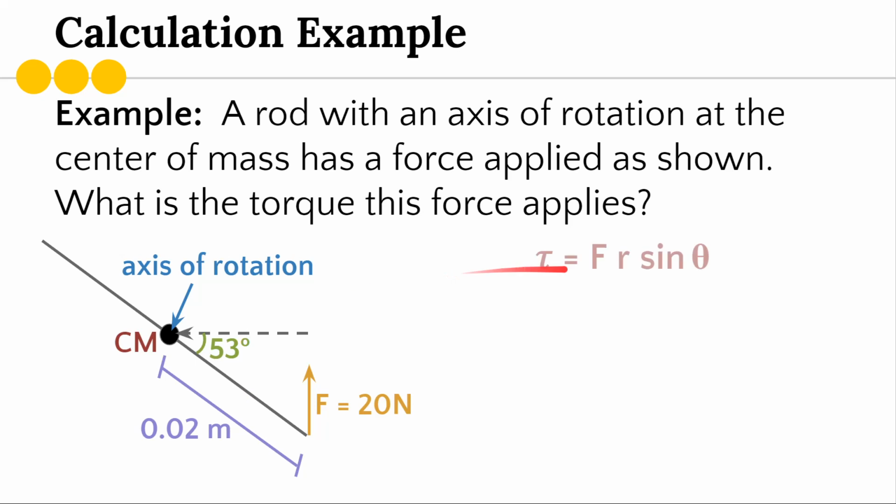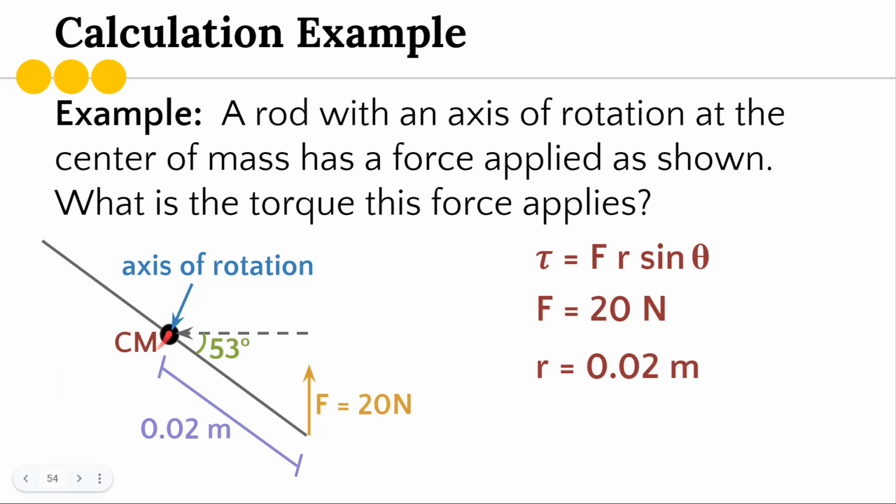And again, our equation for torque is F r sine theta. So if we look at this diagram, I know that I have a force of 20 newtons. I know that I have a radius, or again, the length of the lever arm or distance from my axis of rotation, of 0.02 meters. Okay, and they do give me an angle, but is this theta? No. Okay, some of you are shaking your head. Okay, this angle is not measuring the angle that we need.